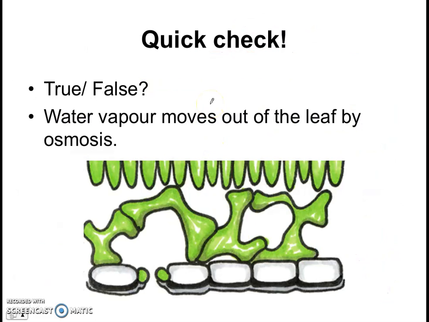So here's the quick check for that. Is it true or false? Does water vapor move out of the leaf by osmosis? And the answer is false. Right? Water vapor moves out of the leaf by diffusion.